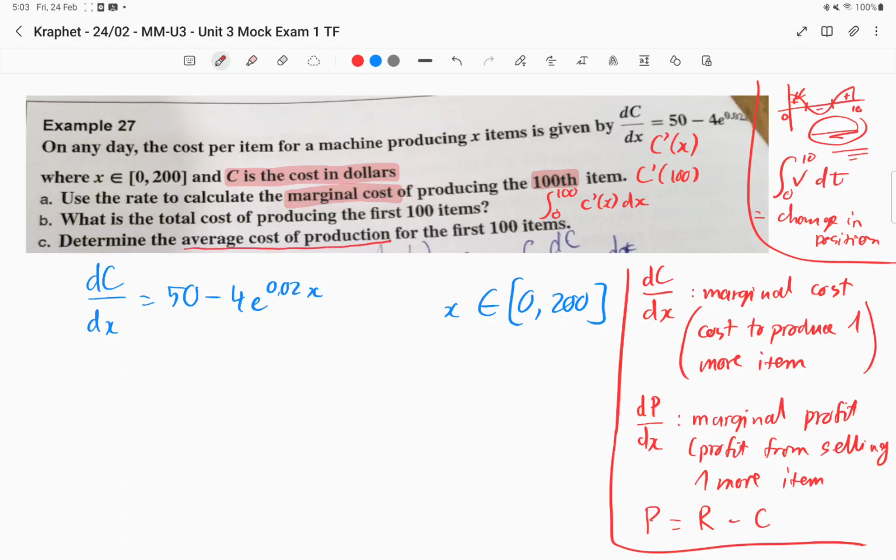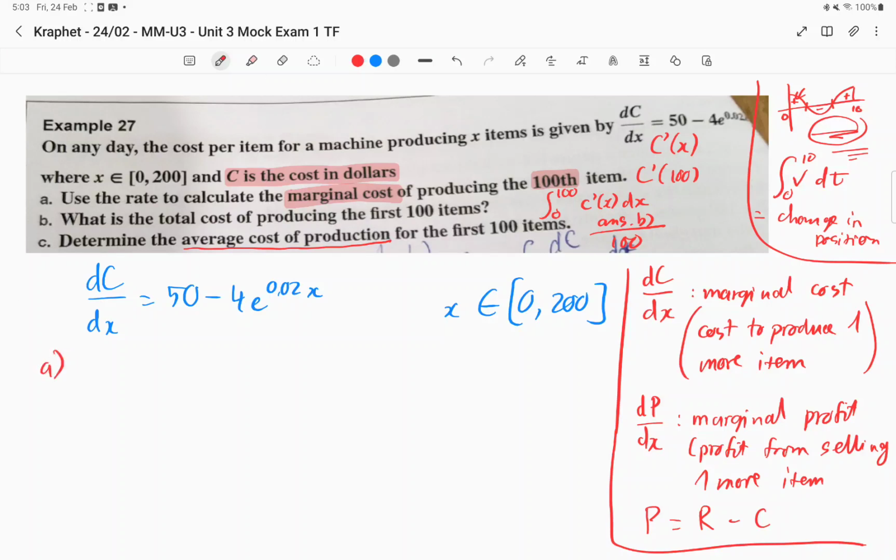So average cost just means you get the total cost and then you divide by 100. Right, so it would be the answer from B divided by 100. Does it make sense? Yeah. So I can go through this one, for question A.